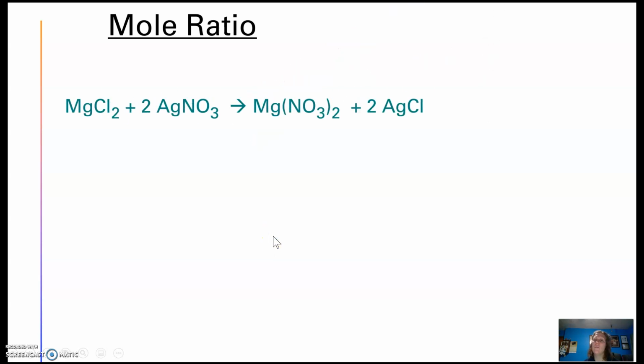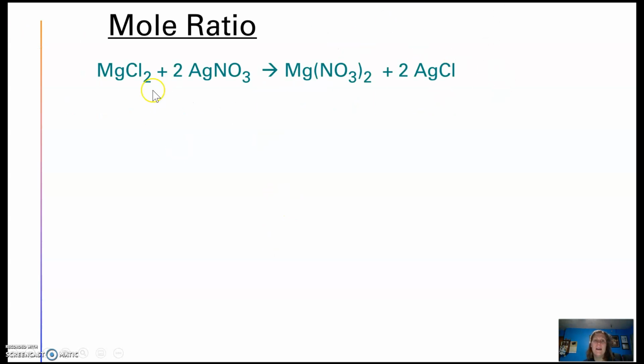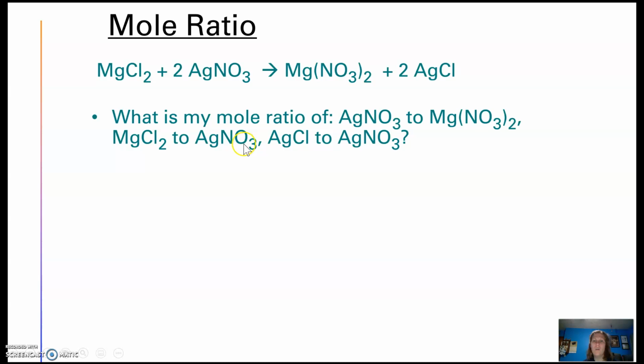And sometimes, here's another equation. If I just wanted to figure out what the mole ratio is, AgNO3 to MgNO3, that would be 2 to 1, right? 2, 1. MgCl2 to AgNO3, that would be 1 to 2, right? And then AgCl to AgNO3, 2 to 2.